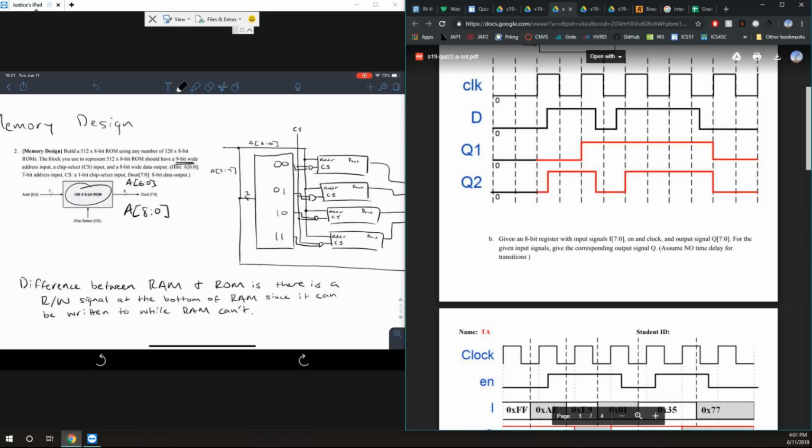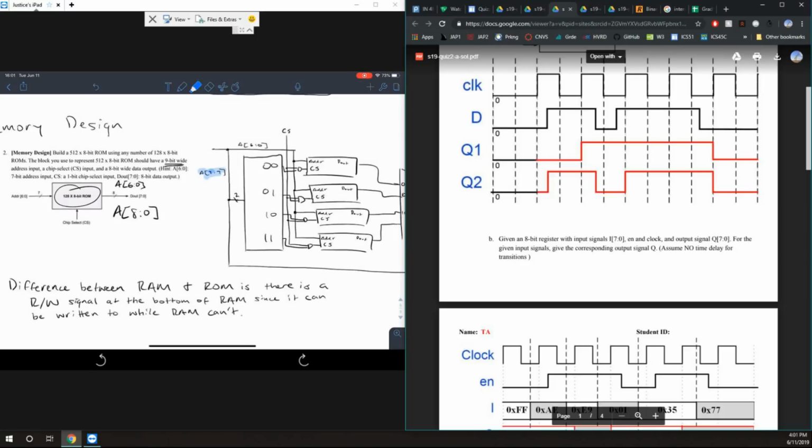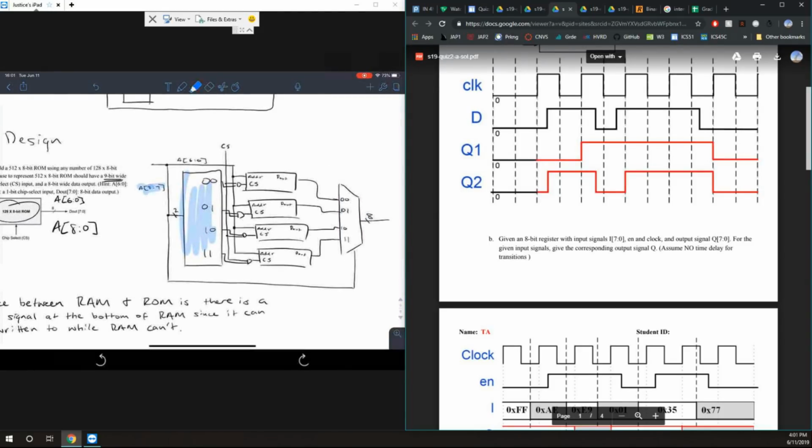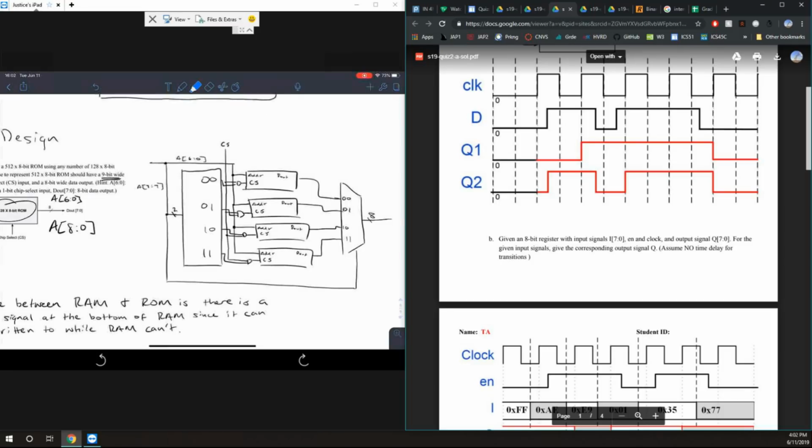So right here, we section off those other 2 bits and we put them into a decoder. And then we just give those other 7 bits normally to an address for all of them. Does that make sense? If there's any questions, just stop me. I'm just going to kind of keep going.